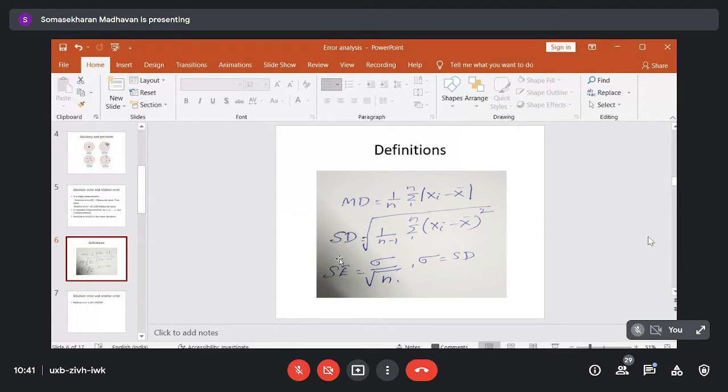So in the case of arithmetic mean, the standard error of arithmetic mean is sigma divided by root n. That is the standard deviation divided by the square root of the number of observations. So these are the three measures we use for computing the error in error analysis. And these three measures will be used in different scenarios, in different situations. So we will explore that.